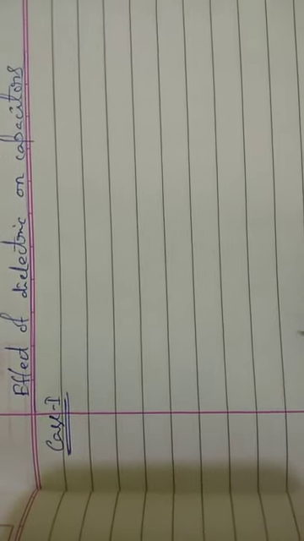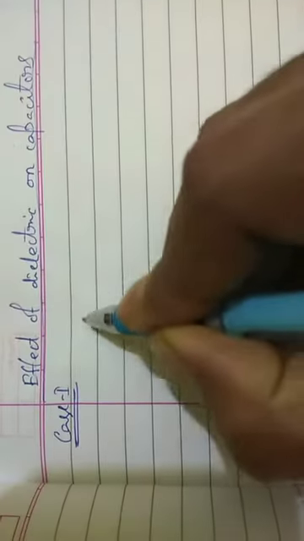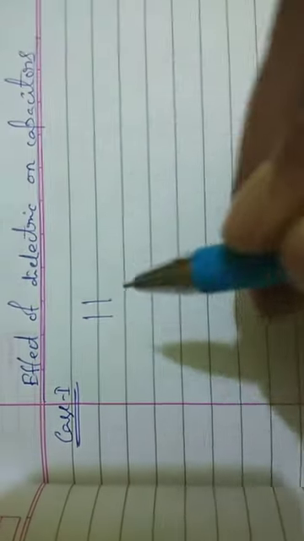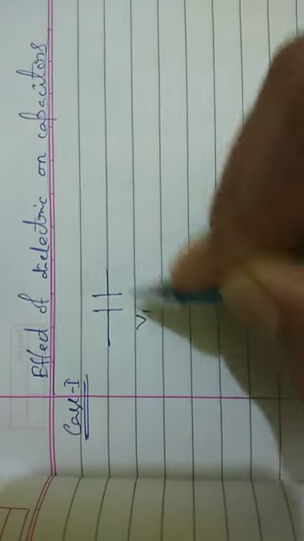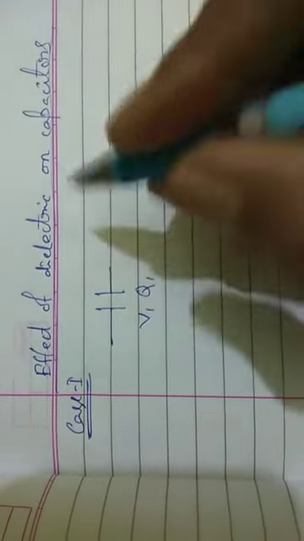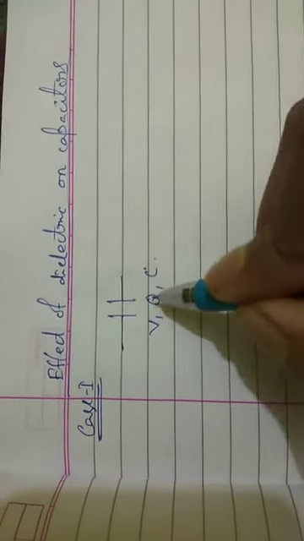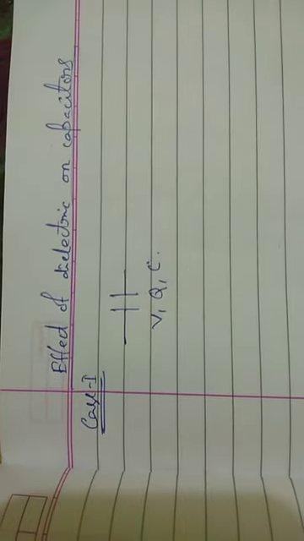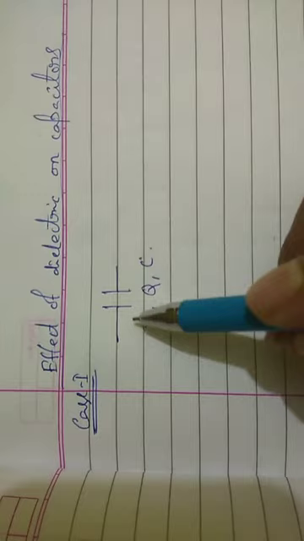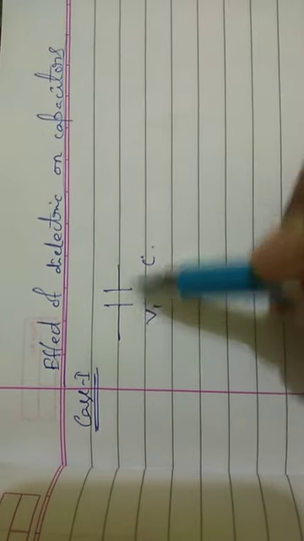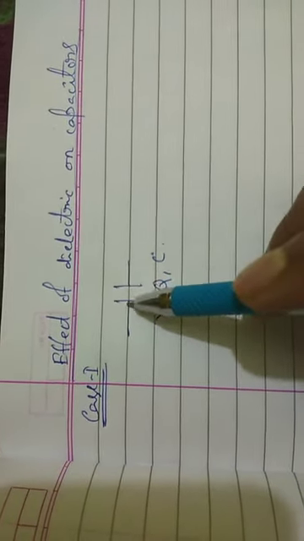Now case 1, that capacitor is fully charged and removed from the circuit. So we have a capacitor, say it is fully charged up to potential V, and it had charge Q, and its capacitance is C. And suppose initially inside it was vacuum, there was no dielectric medium. Now since it is disconnected from the circuit, no matter what you do, the charge has nowhere to go.